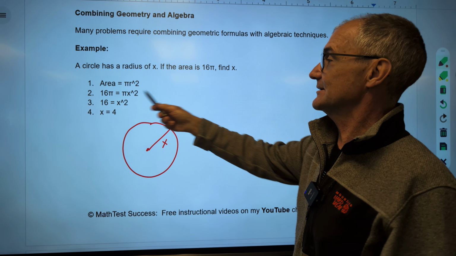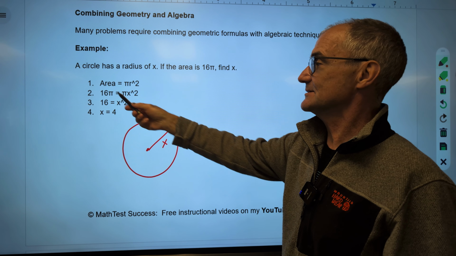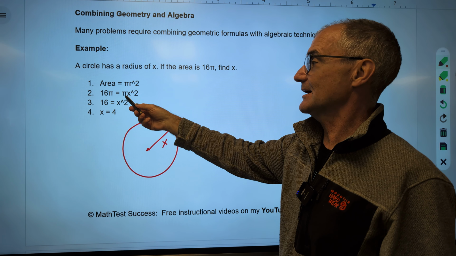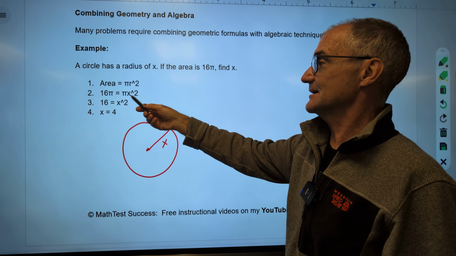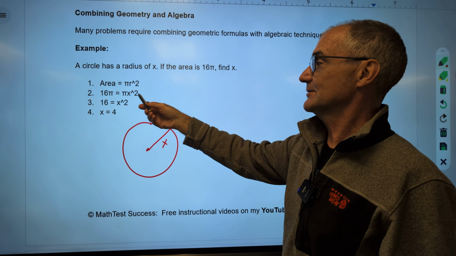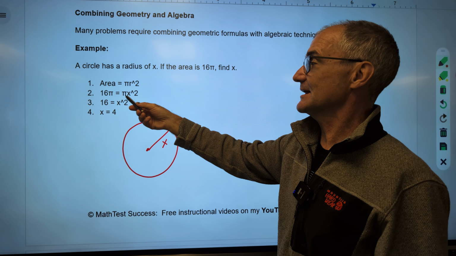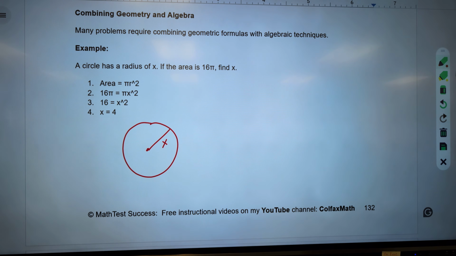And I know the area is 16 pi. So I'm going to plug that in there. So 16 pi is equal to pi r squared. And again, r and x are the same. Divide both sides by that pi. My pi's cancel. 16 is equal to x squared.